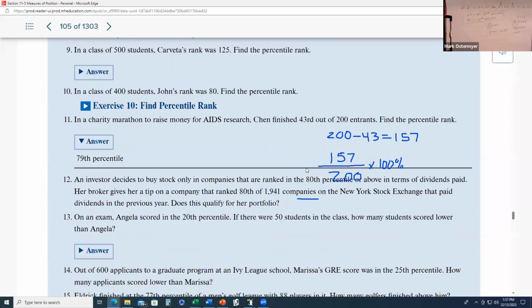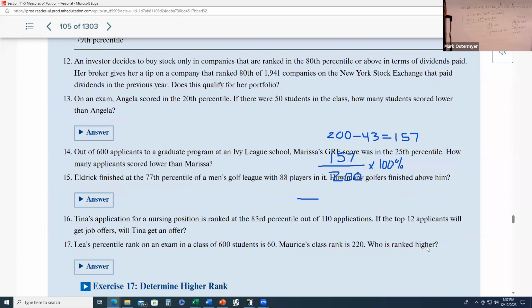Number 14. This one we can just do as a class. Out of 600 applicants to a graduate program at an Ivy League school, Marissa's GRE score was in the 25th percentile. How many applicants scored lower than Marissa? How would you do that problem? How would we determine how many people scored lower than Marissa's score?